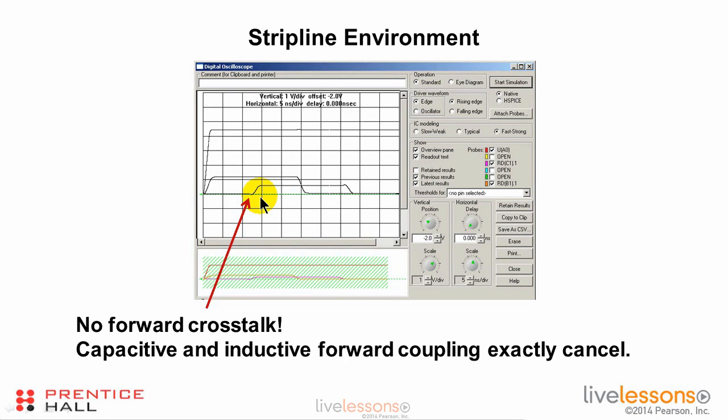That's because in a strip line environment, the capacitive and inductive forward crosstalk components tend to exactly cancel. I say tend to exactly cancel, and they do exactly cancel as long as the environment is perfectly homogeneous and perfectly uniform. There are some times when that is not true, and so if the environment is not perfectly uniform, well, there might be a forward crosstalk that shows up. But if you're careful in specifying your board and in laying out your board, then you can completely eliminate the forward crosstalk signal at the far end of the victim trace by putting the traces in a strip line environment.